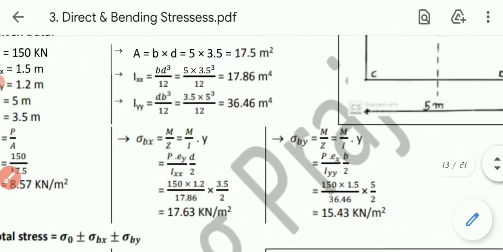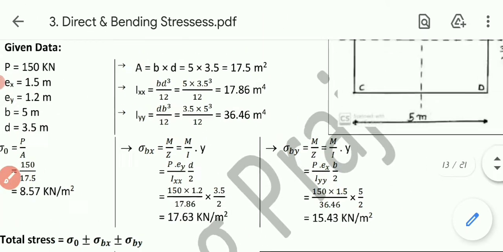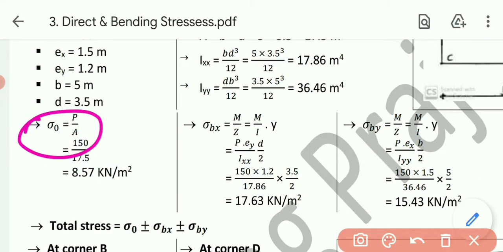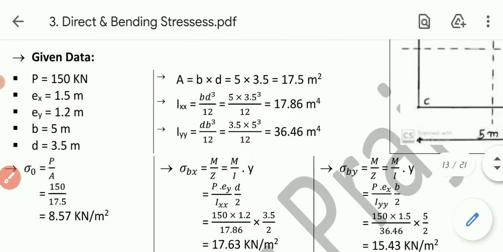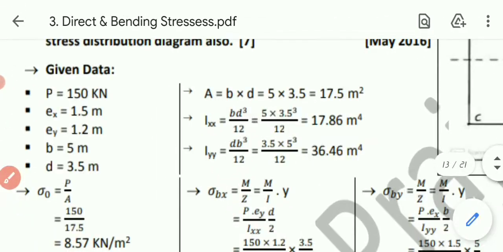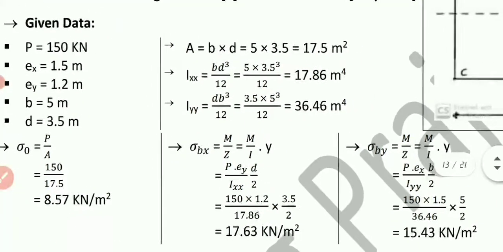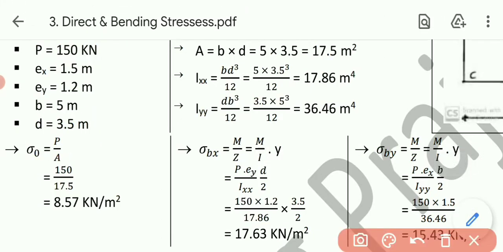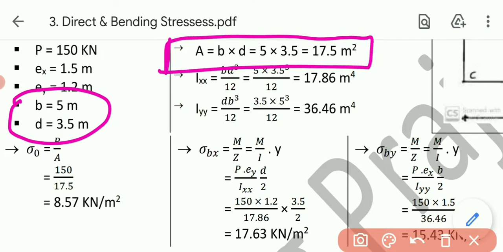So let's just start the sum, as well as we need area also for the direct axis. Sigma 0 equals P by A. Like all the previous examples, we will do the same manner sum as we were doing previously. So first of all, area, that is B cross D. B and D are there, so I can easily calculate the area, that is 5 multiplied by 3.5, so I will get the answer 17.5 meter square.